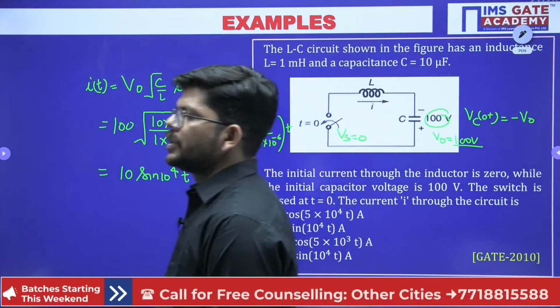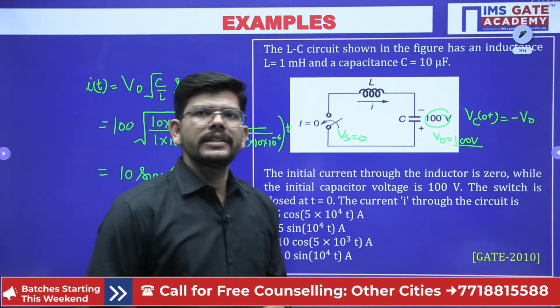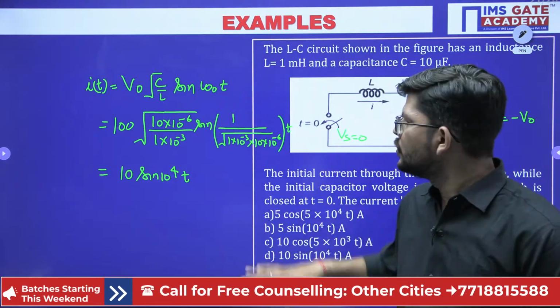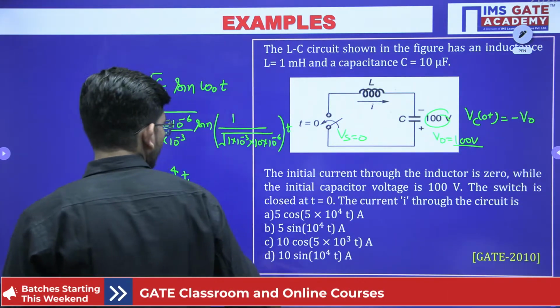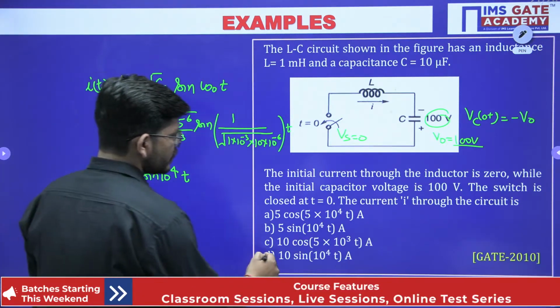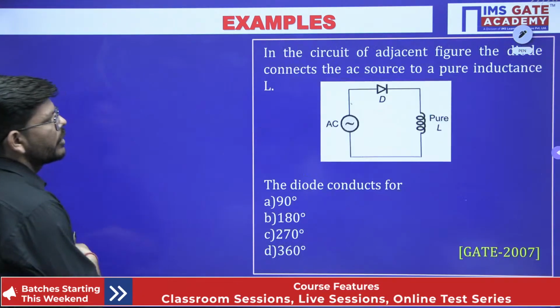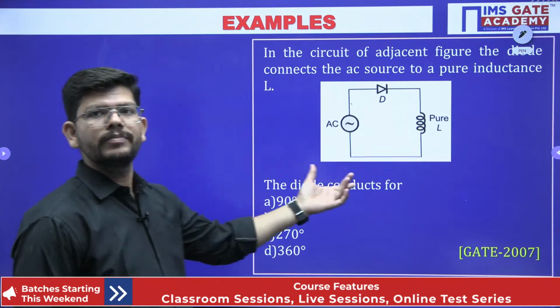Whatever we have covered in the class, exactly the same concept we are utilizing here in order to solve these circuits. Yes or no? So I hope you have got this question right. This is 10 sine 10 to the power 4t, which is correct. Now see this particular case.